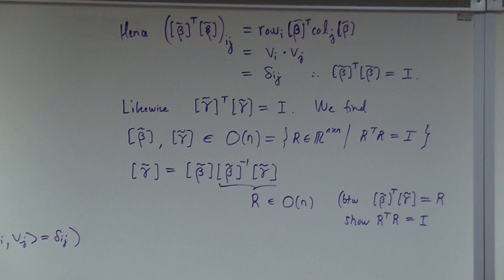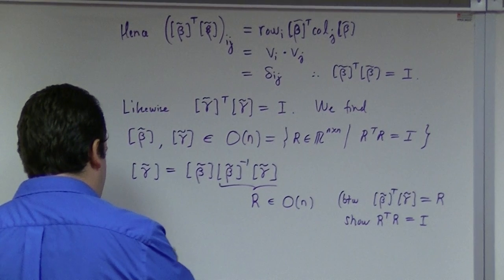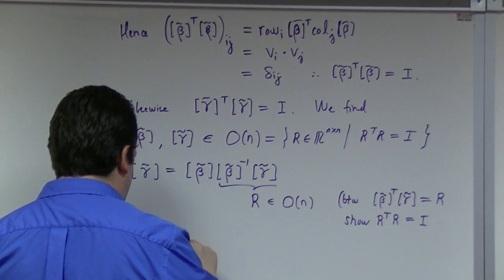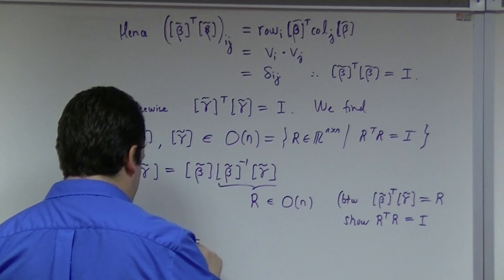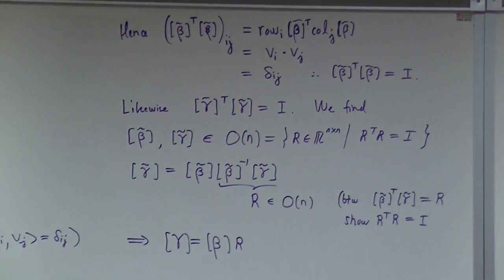And once you do that, what you have is that these two different orthonormal bases for your subspace are related by a rotation, or possibly an inversion. The determinant of the matrix R could be plus or minus one. It doesn't have to be counterclockwise. The order of the bases could be flipped over or something. But anyway, my point here is that you can write the gamma matrix as equal to the beta matrix times some R, where R is a rotation.